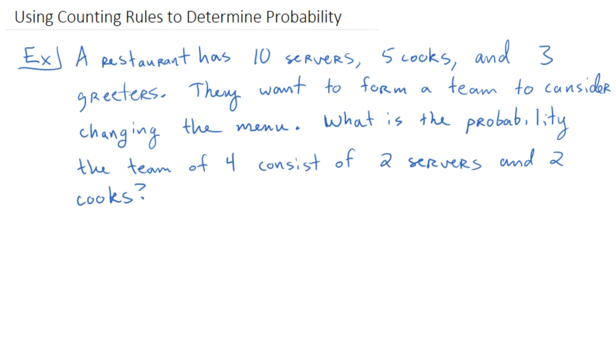So again, I like to draw out my schematic. So it's probability, some big old fraction bar. The denominator is all possibilities. So as far as the scenario goes, what we're looking at is how to construct a team of 4.